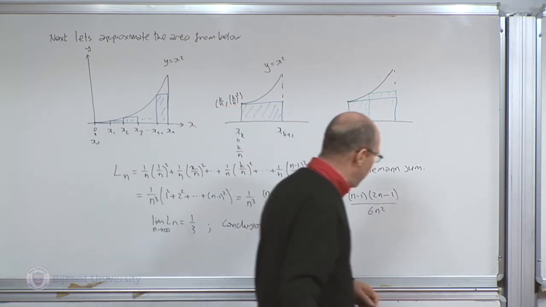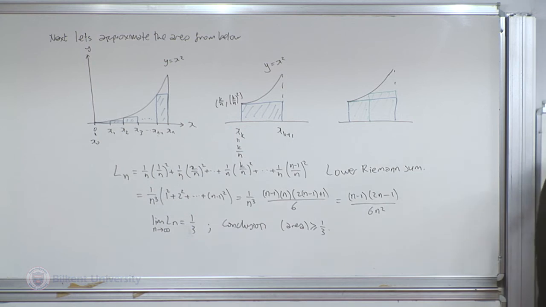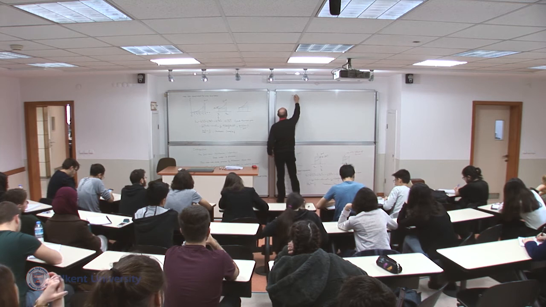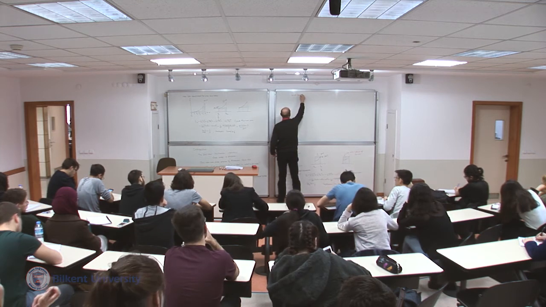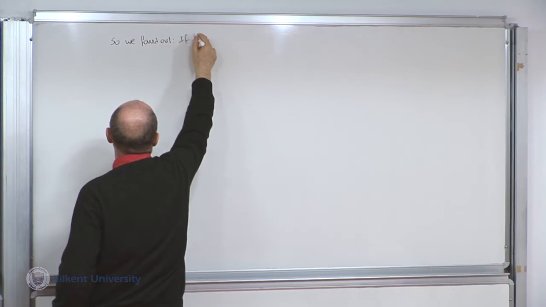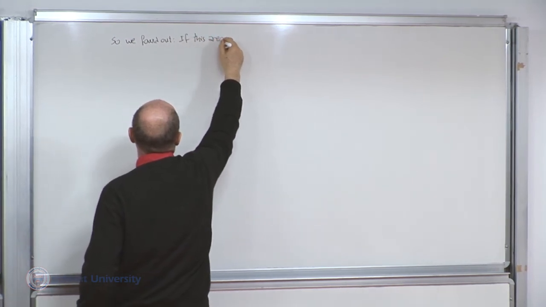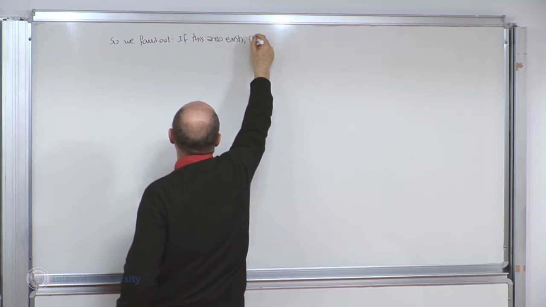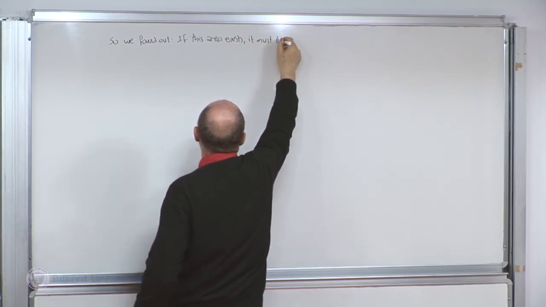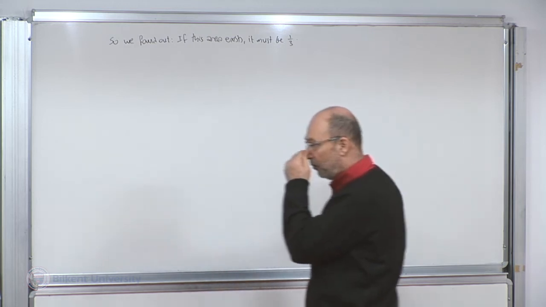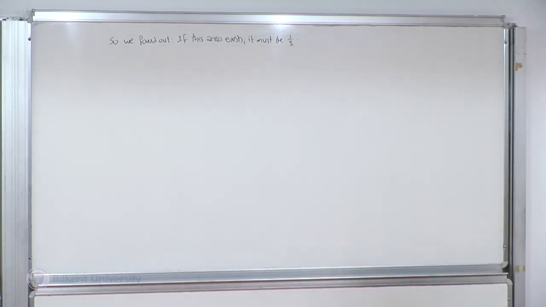Okay, so now we are in a situation that we found out if this area exists, it must be 1 over 3. Okay, so at this point we agree that if the lower Riemann sum and the upper Riemann sum converge to the same number, then that number we will agree to call the area of the figure.